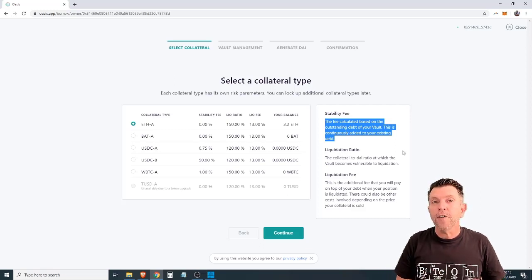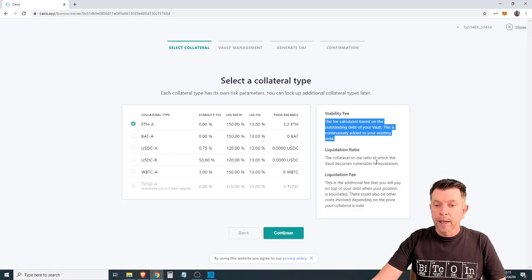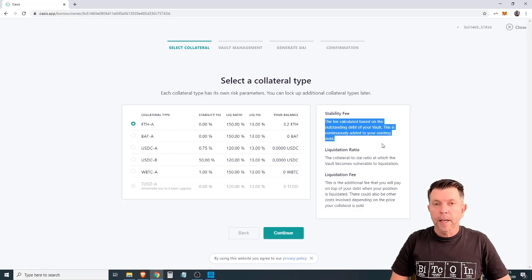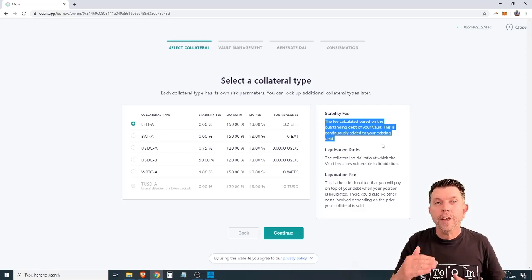This is basically the fact that you have to have your loan at a 150% ratio. In other words, you can loan 66% of your collateral. If you have 3 Ethereum, you can loan 2. That would be considered a 150% liquidation ratio. Liquidation fee. This is an additional fee that will be paid on top of your debt when your position is liquidated. There could be other costs involved depending on the price your collateral is sold. Okay, so if your loan goes over the 150% collateralization ratio, you will be liquidated.